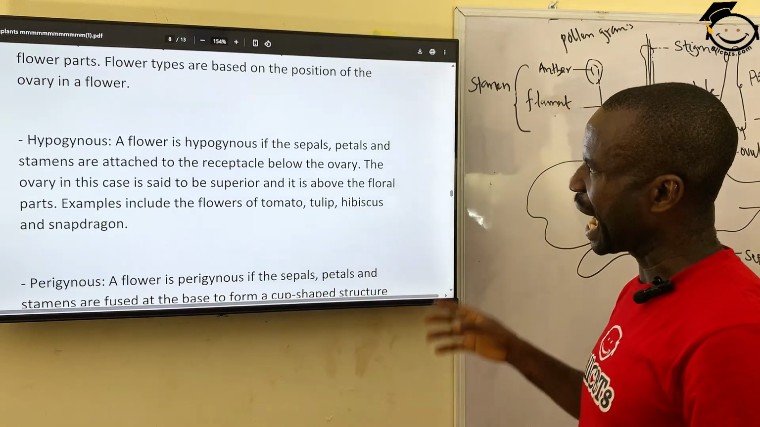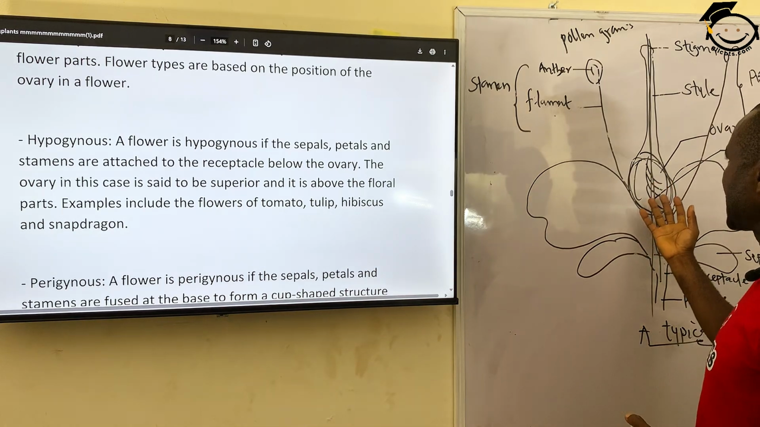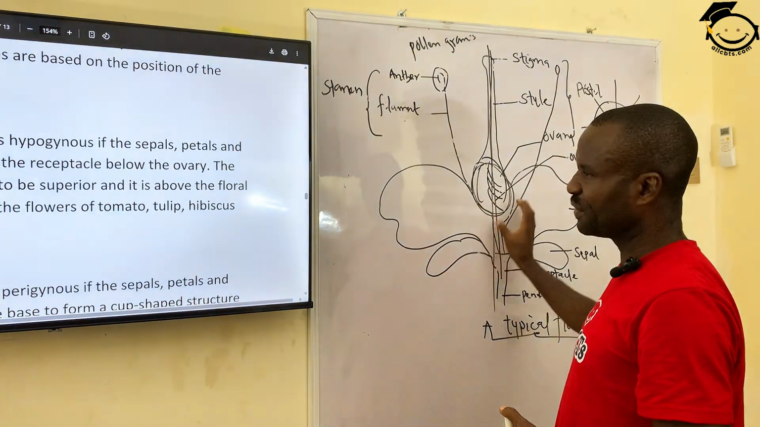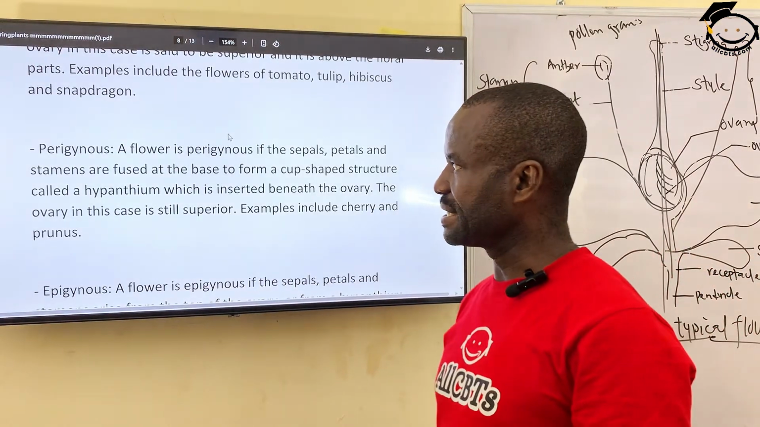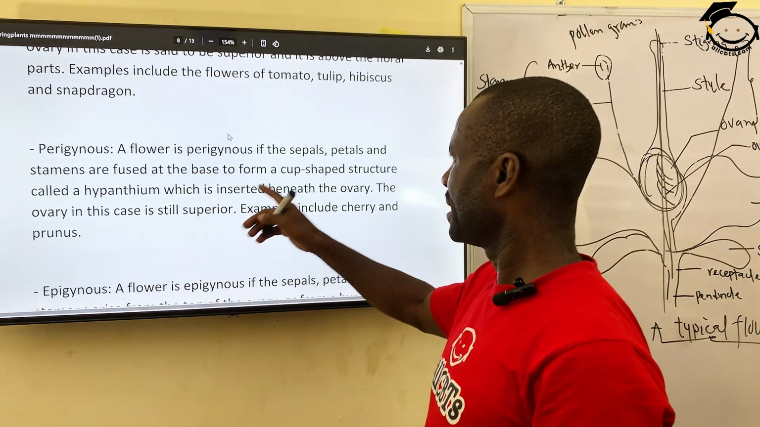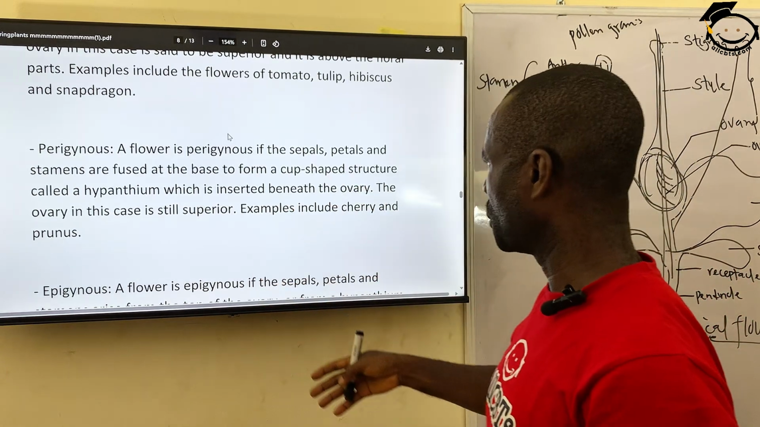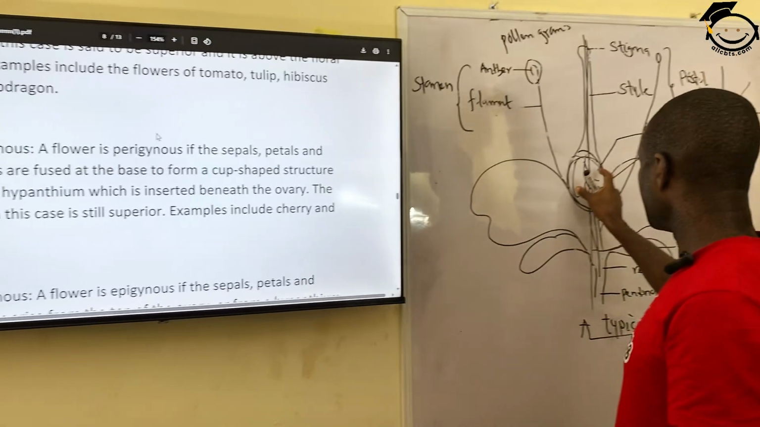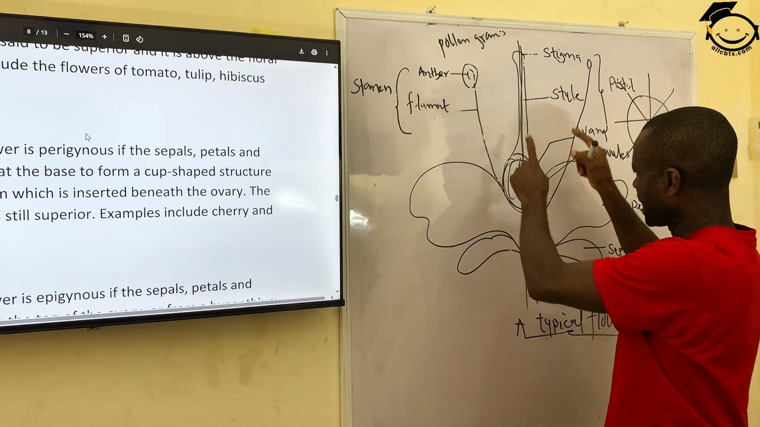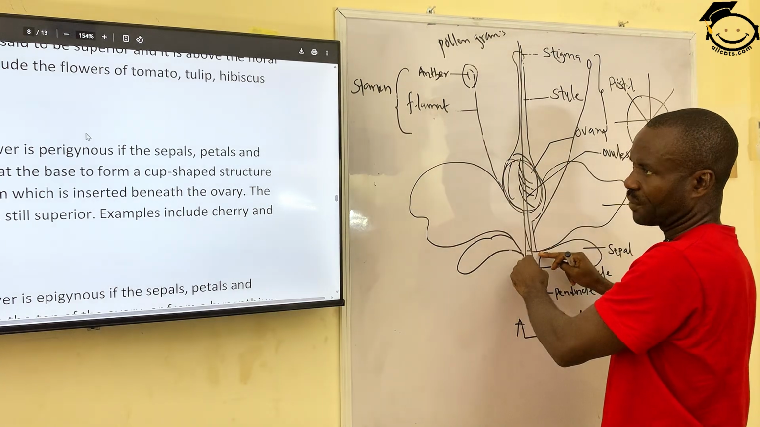These are examples of hypogynous flower because the ovary is slightly above all the floral parts. They are positioned above all the floral parts. Another type of flower is called perigynous flower. In perigynous flower, the ovary is slightly below all the floral parts. You can see, in hypogynous flower, this is above. In this case, this is below all the floral parts.